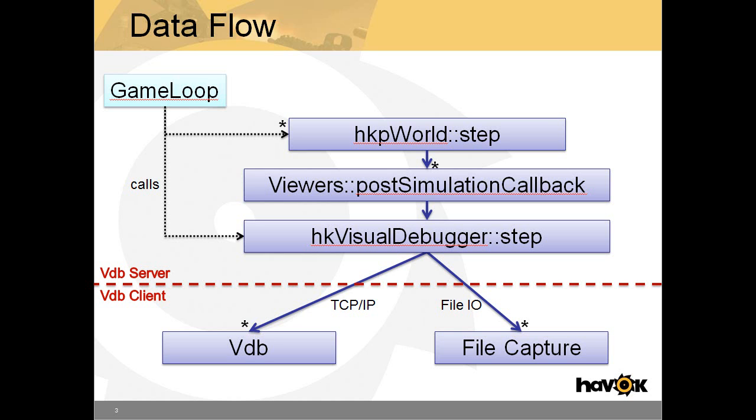You'll also notice there's a file capture client in this diagram. If you call HK Visual Debugger Capture, you can send all this data to a file which can later be loaded by the VDB application.